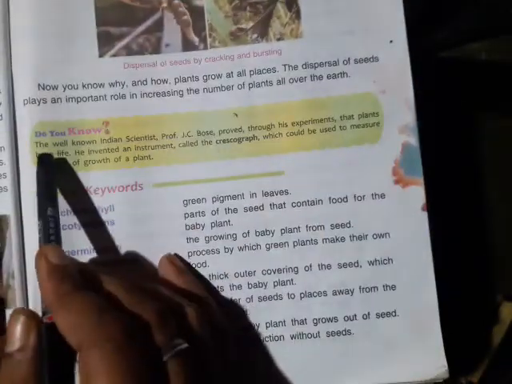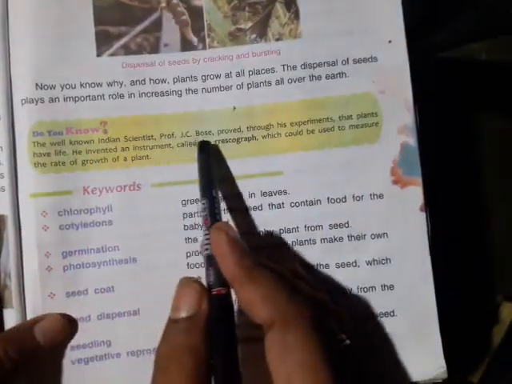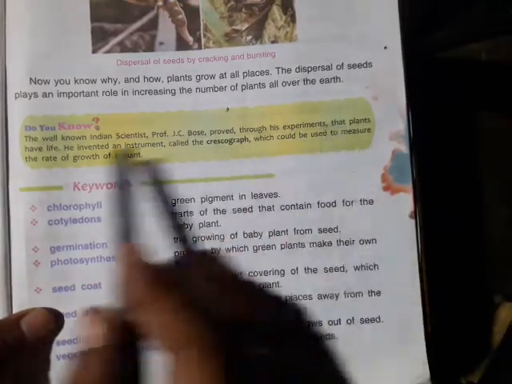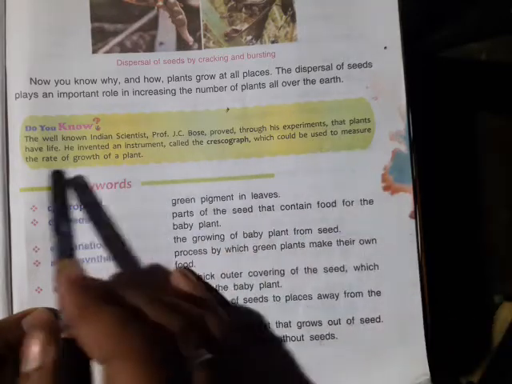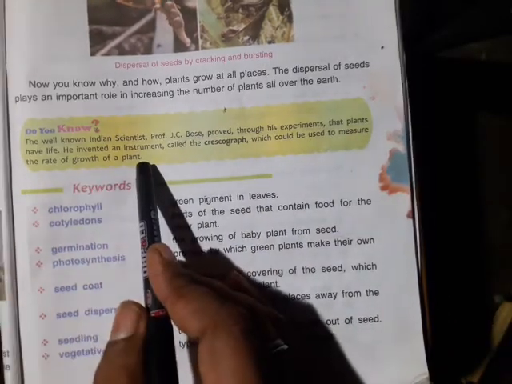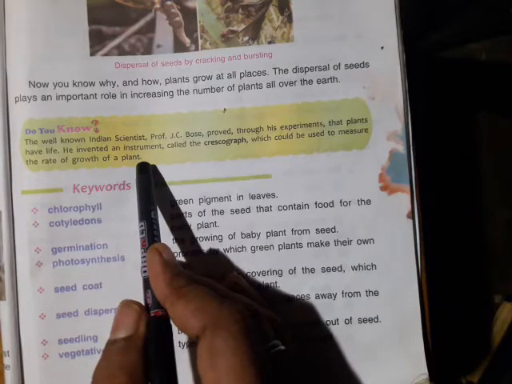Okay. The well-known Indian scientist Professor J.C. Bose proved through his experiment that plants have life. He invented an instrument called the crescograph, which could be used to measure the rate of growth of a plant. Okay, try to understand.